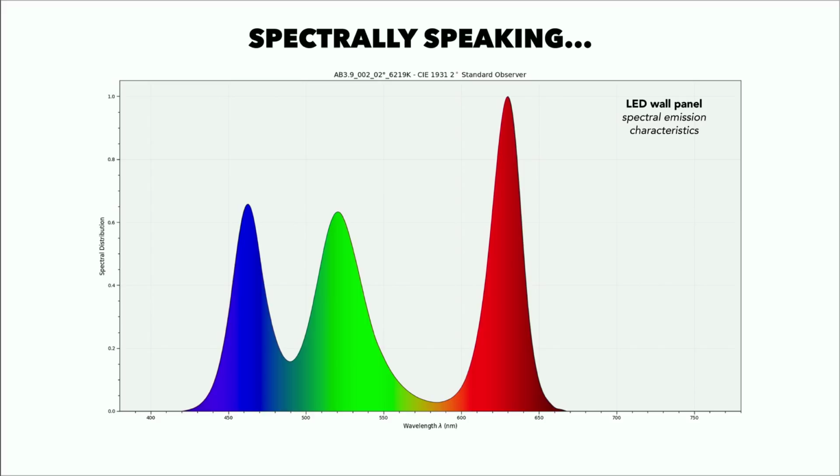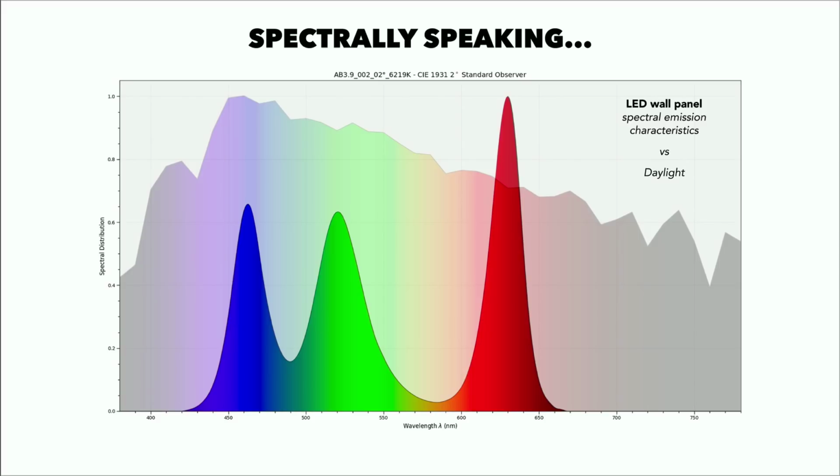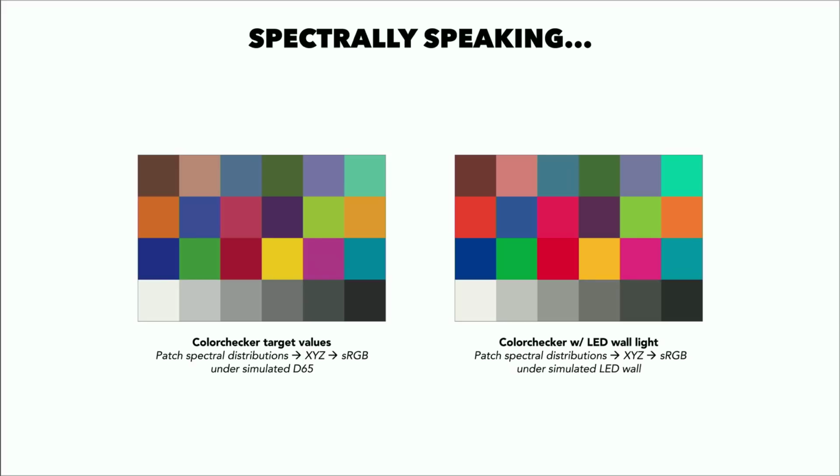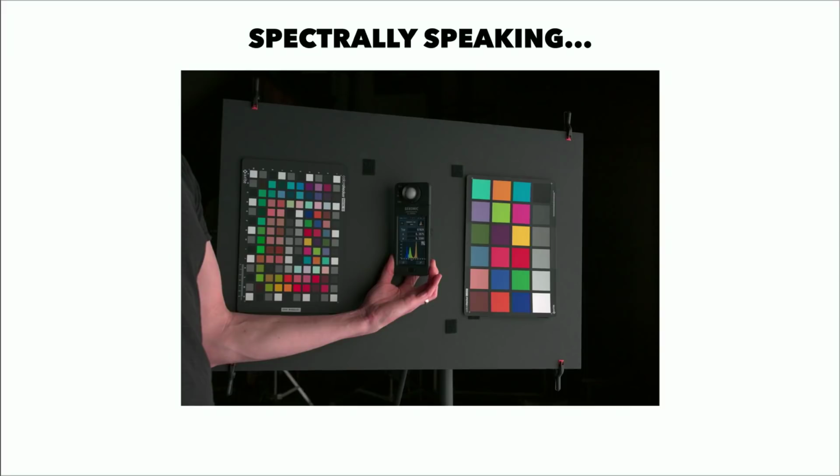Now, if you compare, for example, the actual spectral properties of the LED panels to daylight, you can see how much of the color spectrum is actually not present in the LED walls. And what that means is that if this is the way that a color chart is supposed to look under sunlight, this is the way that color chart might look under the LED walls, which seems absolutely bonkers, but this is actually what we observe.